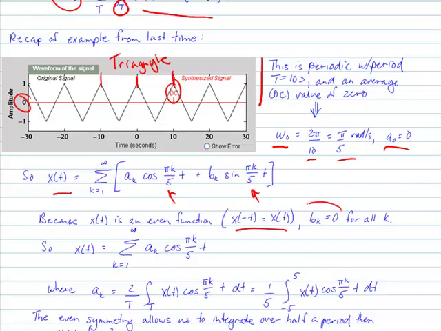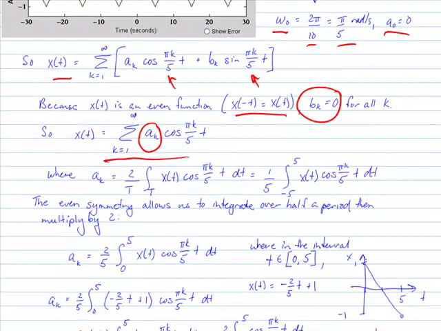Because it's an even function, we can exploit this simplification that says that bk must be equal to 0 for all k, and so our Fourier series comes down to just simply the infinite series of ak cosine of pi k over 5 t. So what we have to do now is to compute ak. So we use the expression that was given, ak equals 2 over T. We integrate over one period of x of t times cosine of pi k over 5 t dt.